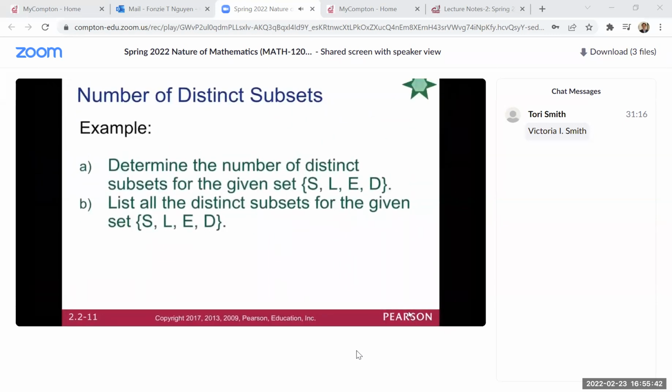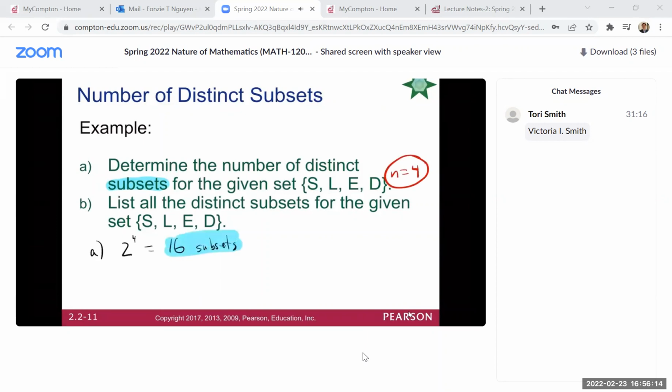All right, here's another example. Determine the number of distinct subsets. Notice that they don't say proper this time, they just say subsets for this set, S, L, E, D. So, anybody know what that would be? 16. Yeah, good. So that is n equals 4, so 2 to the 4th power. We don't subtract 1 this time because it doesn't say proper. So that is 16 subsets.